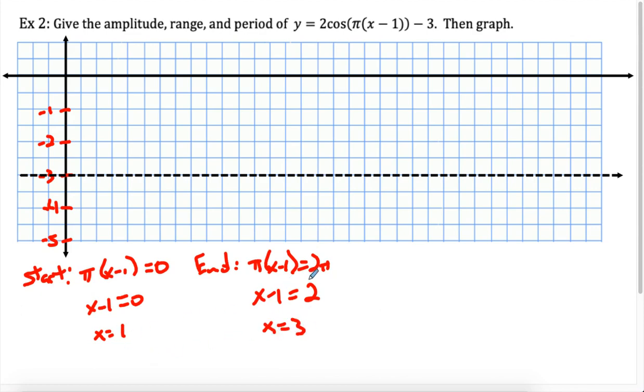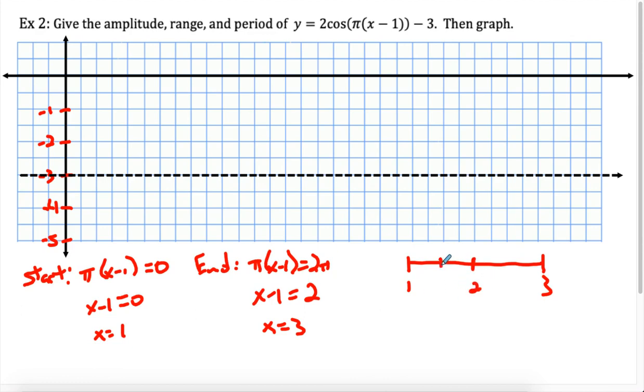So this one looks a little bit different than ones that we've done before in that there is no pi in our x values. Okay, I'm just going from 1 to 3. Halfway in between there would be 2.